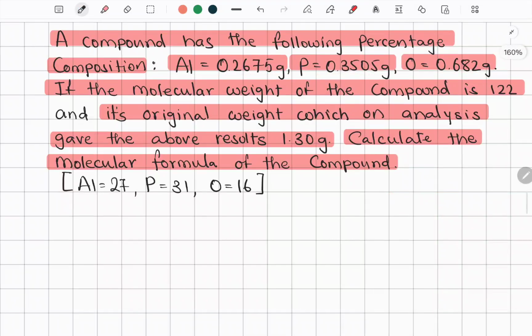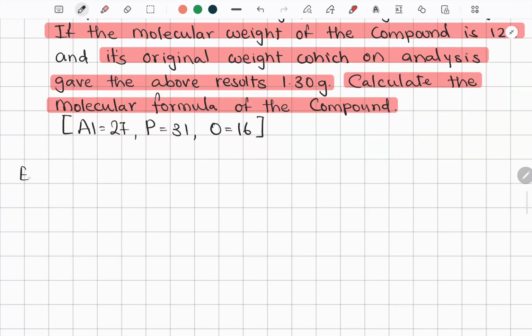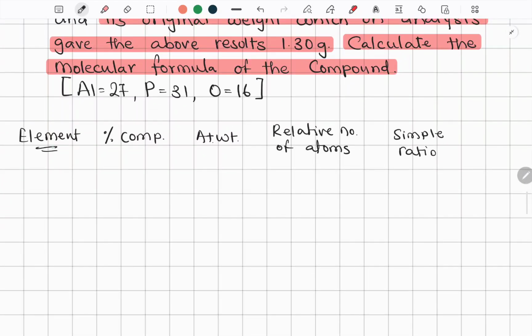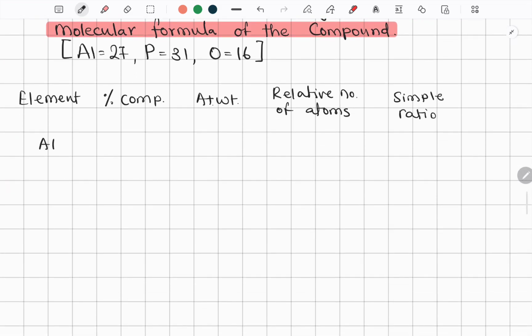Whenever it comes to finding the molecular formula, we make a table. The first part of the table is element. Second, percentage composition. Third, atomic weight. Fourth, the relative number of atoms, and last is simple ratio. How many elements are given? Three: aluminium, phosphorus and oxygen. So we write aluminium, phosphorus, and oxygen.